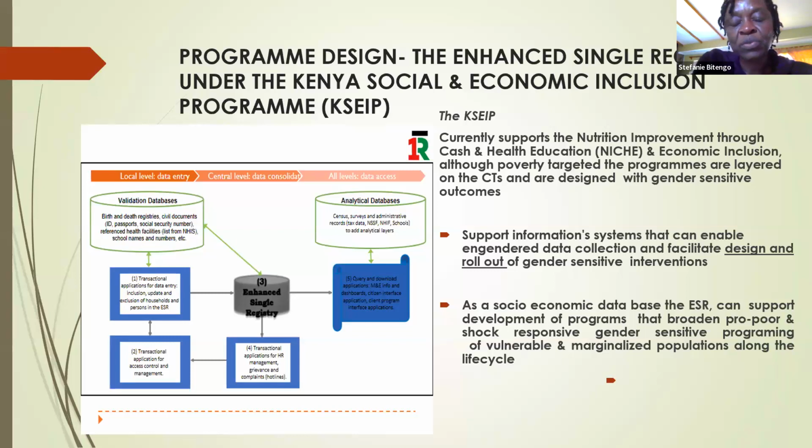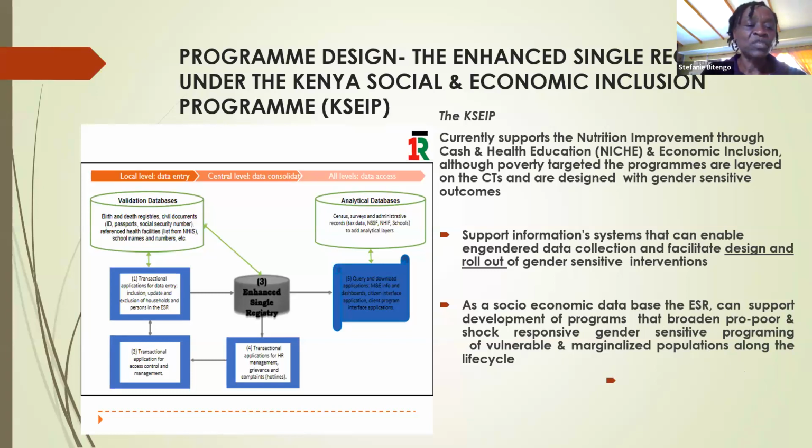Now, the social registry would support us to be able to identify potential beneficiaries for social protection and enable us then to roll out various programs, including gender-sensitive programs in the country. So this is why I've put in the registry just on your left there, on my left, in other words.